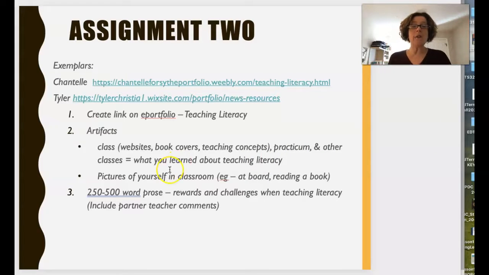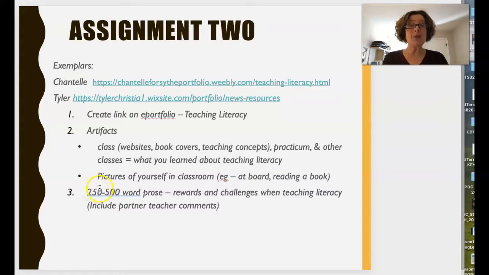Okay, make sure that when you're out on your practicums, you're taking some pictures of yourself in the classroom. You don't need to have students in this if you are worried about FOIP, but you at the board, you reading a book, you with your lesson plan, so be sure that you are taking some pictures. Don't wait until the last day, because then you're wearing all the same clothes. It's kind of obvious on your ePortfolio that you just took the pictures all at the same time.